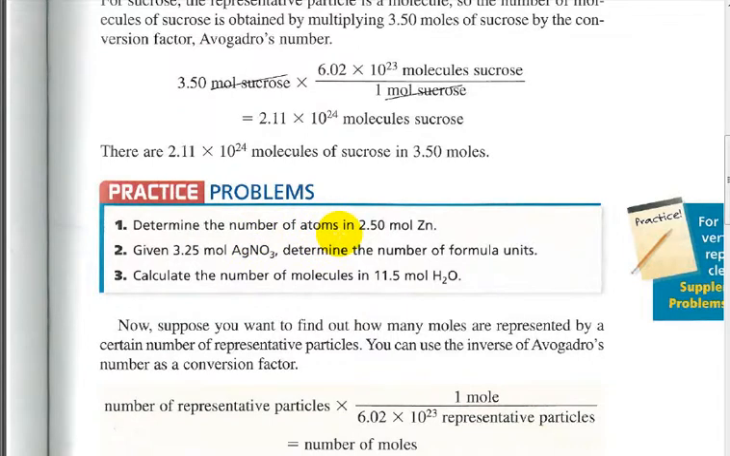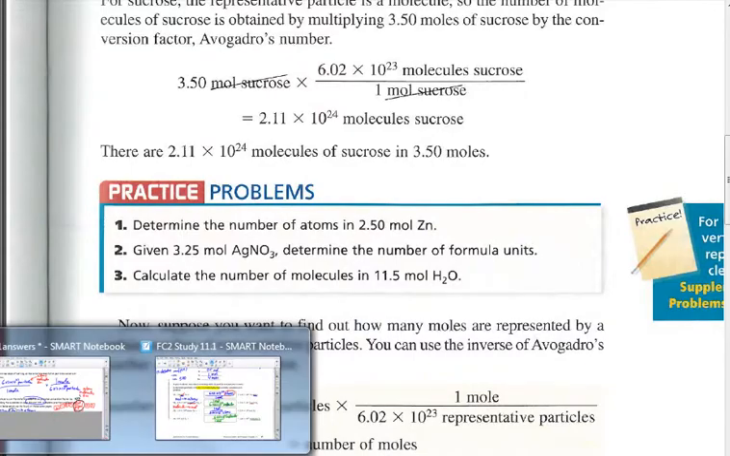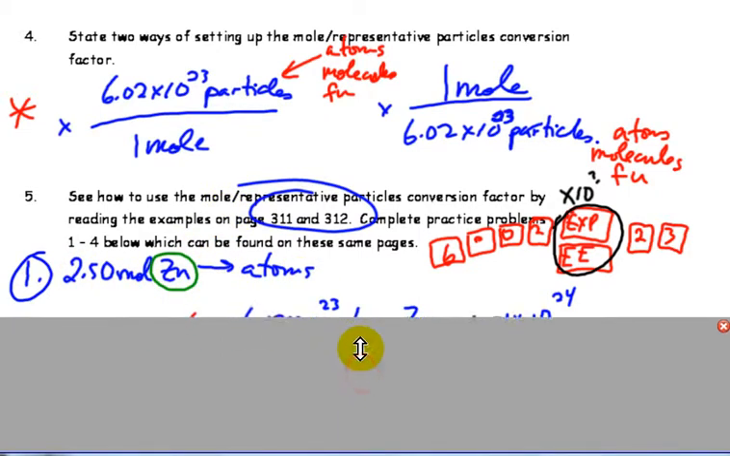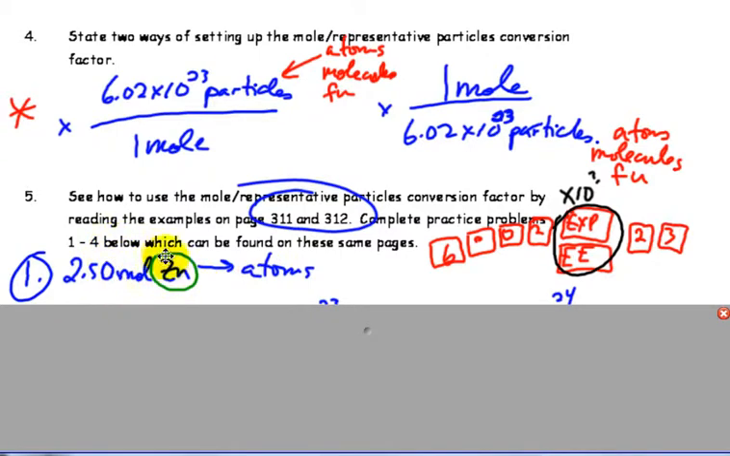So determine the number of atoms in 2.5 moles of zinc. So we're going from moles of zinc to atoms. So moles is my old unit, atoms is my new unit. So on top I should have atoms, on the bottom I should have moles, so that's this one right here. Particles over moles. And of course I can be more specific about what the particle is. It's atoms.